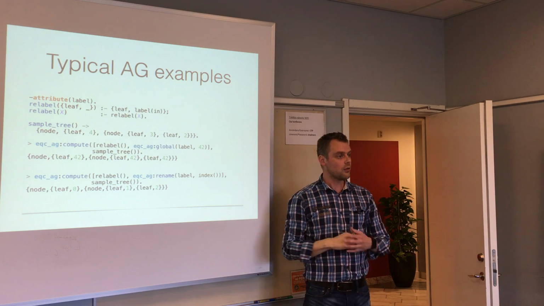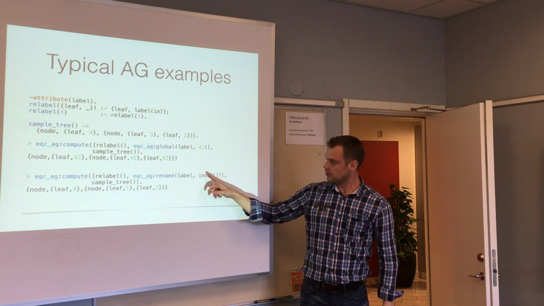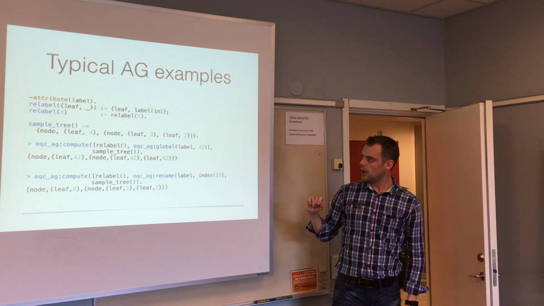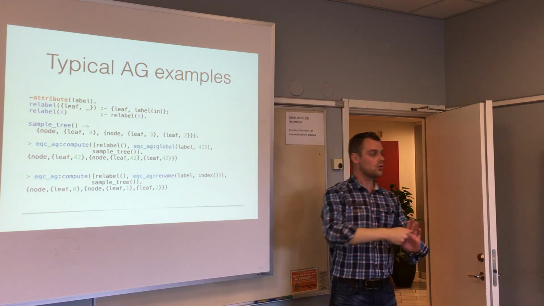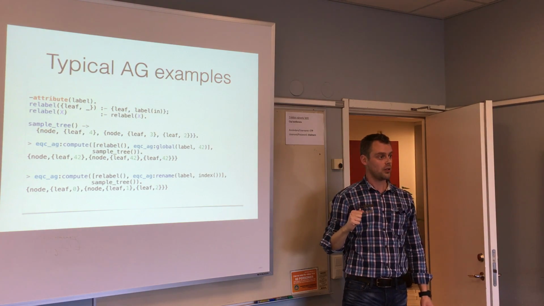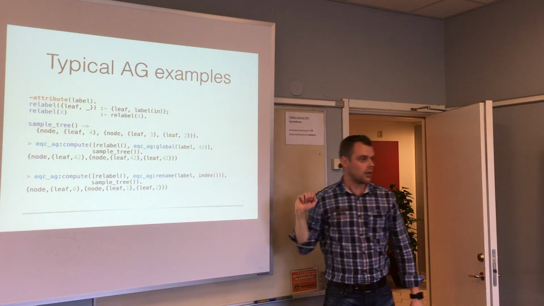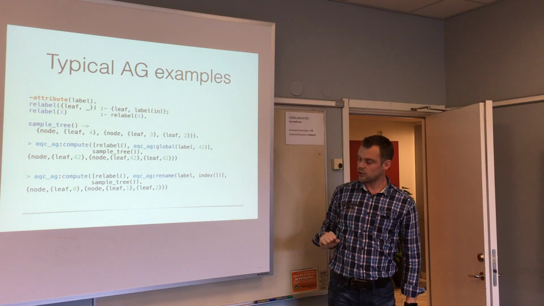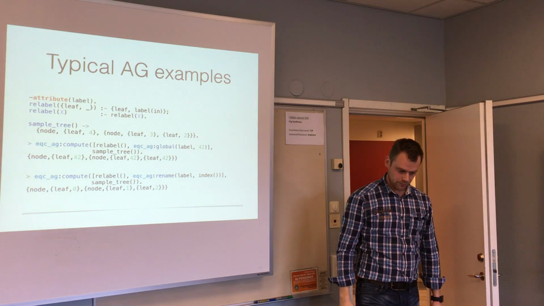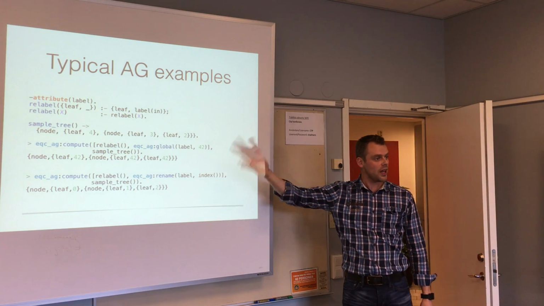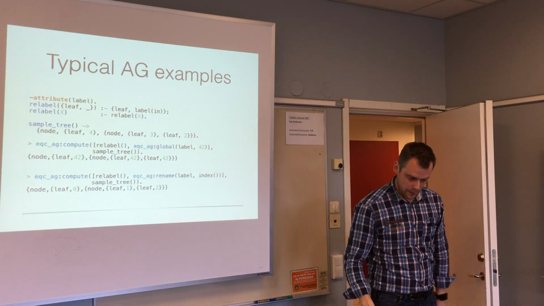Another feature that we have is that we can rename attributes. We use the function rename for that. In this case, we rename the label attribute with the index. So everywhere where label is used, we use the value of the index attribute at that point. If we compute that again, every leaf in the tree gets a unique number according to the index attribute. So this shows that we can reuse attributes and that we can really separate the definition of the attributes.